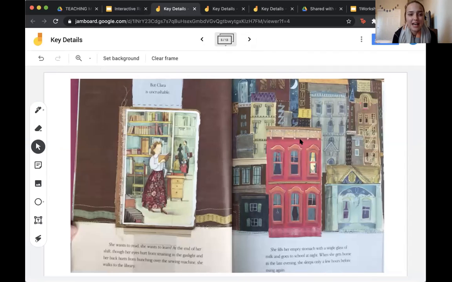But Clara is uncrushable. She wants to read. She wants to learn. At the end of her shift, though her eyes hurt from straining in the gaslight and her back hurts from hunching over the sewing machine, she walks to the library. She fills her stomach with a single glass of milk and goes to school at night. When she gets home in the late evening, she sleeps only a few hours before rising again. Poor Clara.